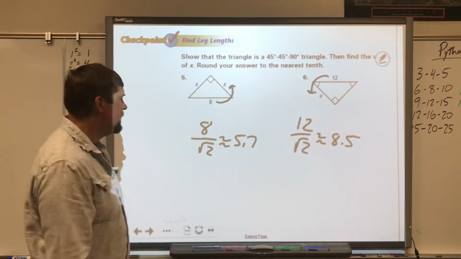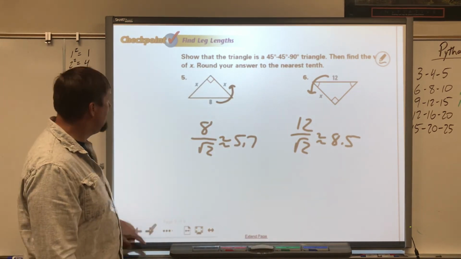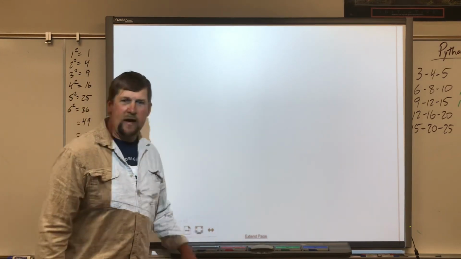Okay, so that's how you do that. And that's all there is for 10.2.